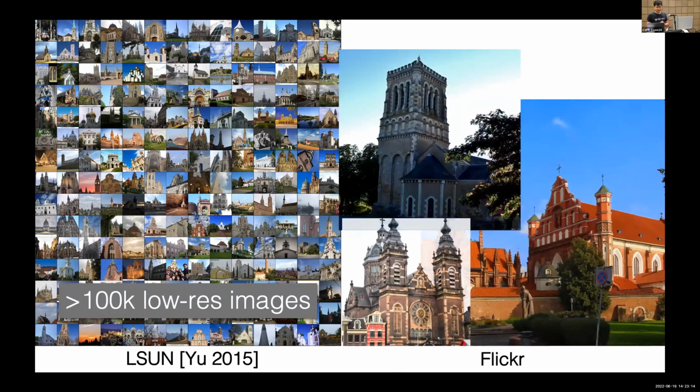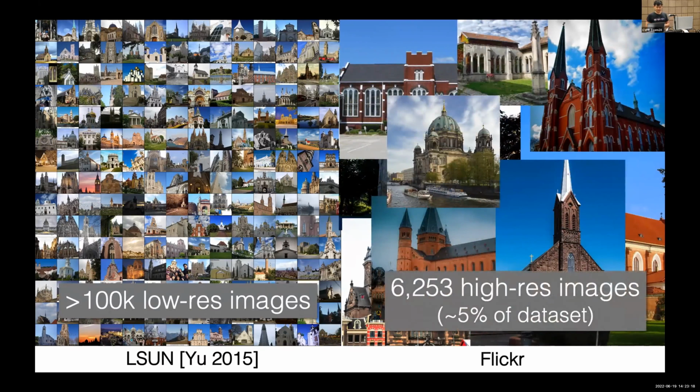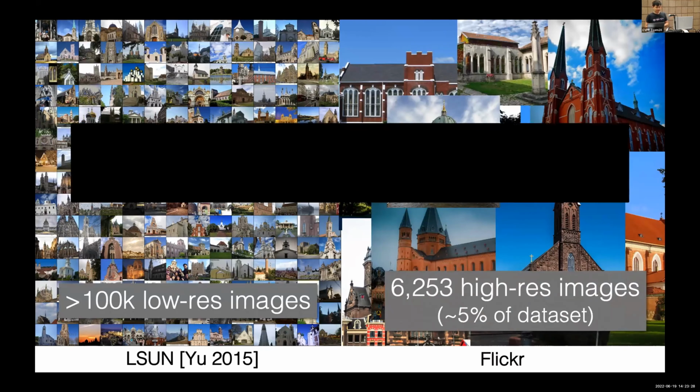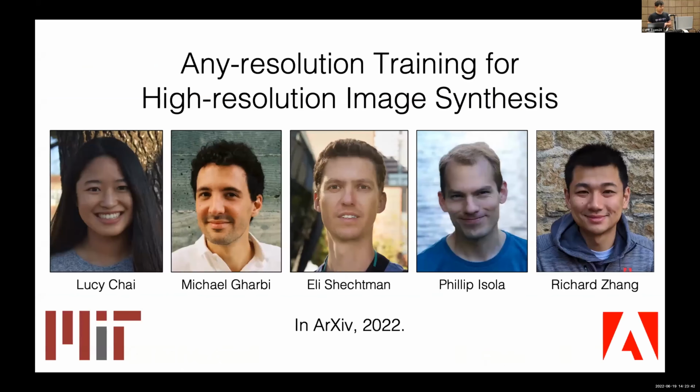And on top of that, we can go on Flickr and just find a relatively small number of high-res churches. This case is about 6,000. So it's kind of like sprinkling on 5% more data in terms of image count. And all these images potentially offer value. We'd like to leverage the structure of the low-res images, as well as the details from the high-res images. Okay, so how are we going to come up with some sort of training scheme that's able to do this? We explored this in this recent work that we put on arXiv called Any Resolution Training.